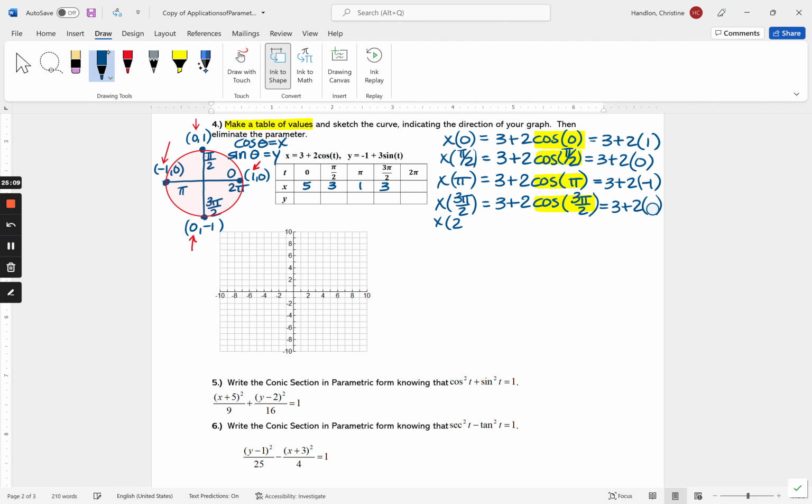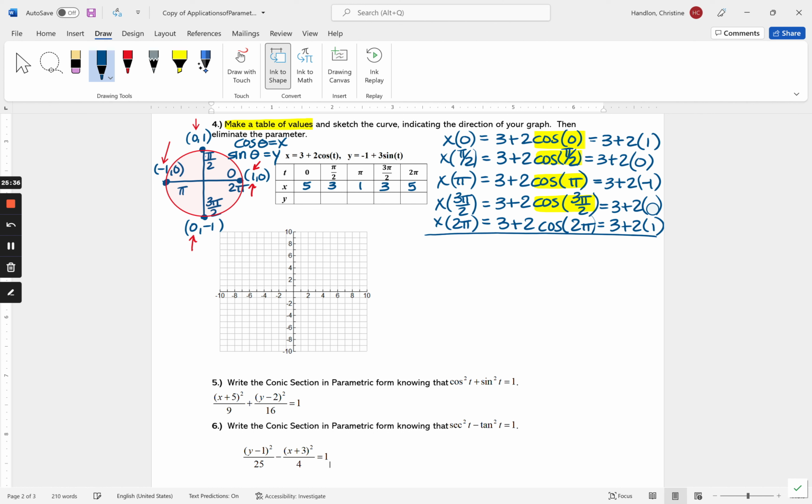And one more again. X of 2 pi. So 3 plus 2 cosine. And so we end up right where we started. The cosine of 2 pi just means the x value again. So notice that we revert to the beginning.